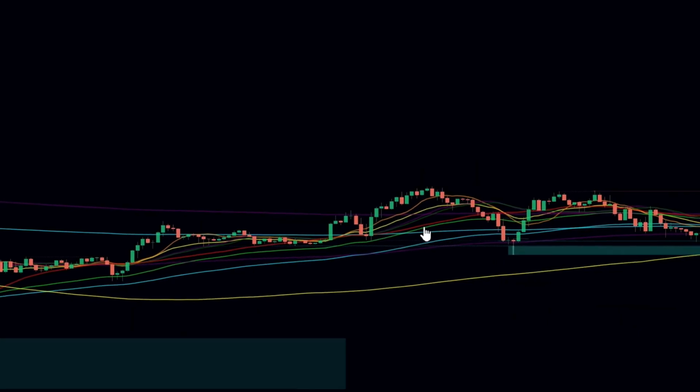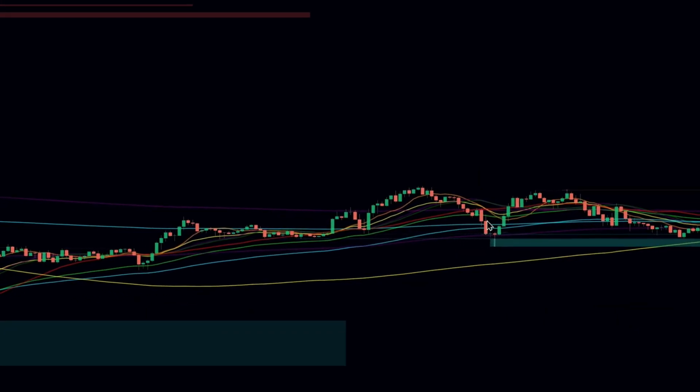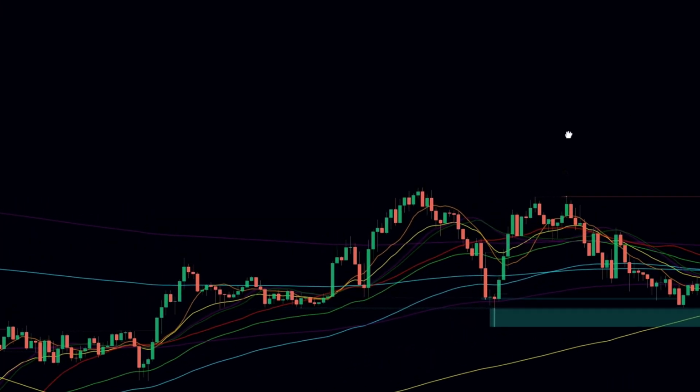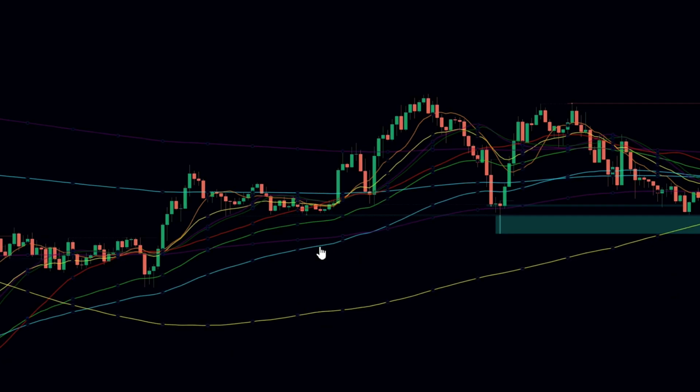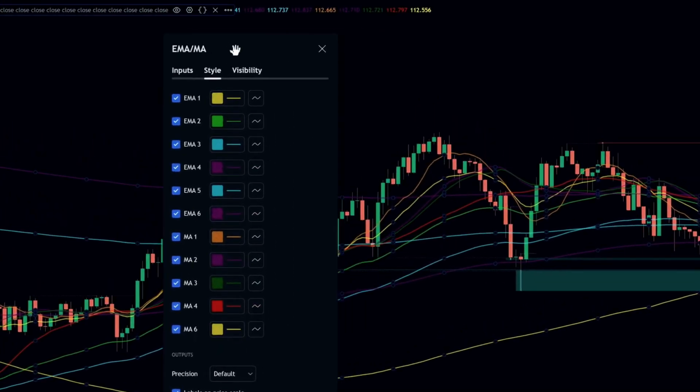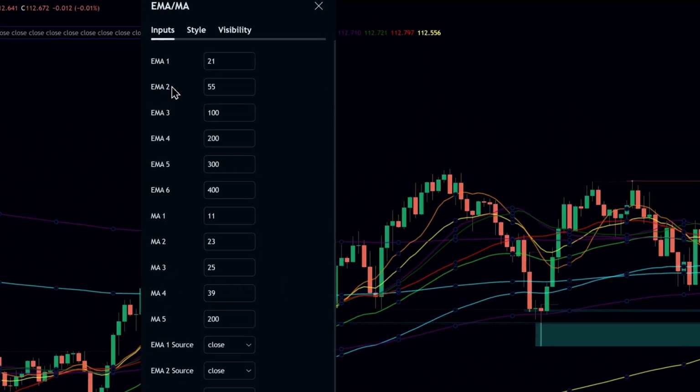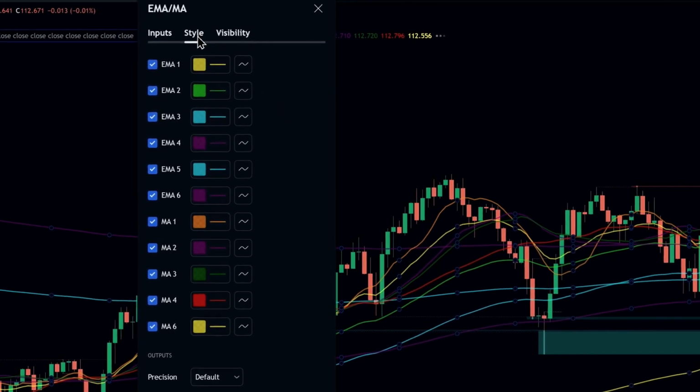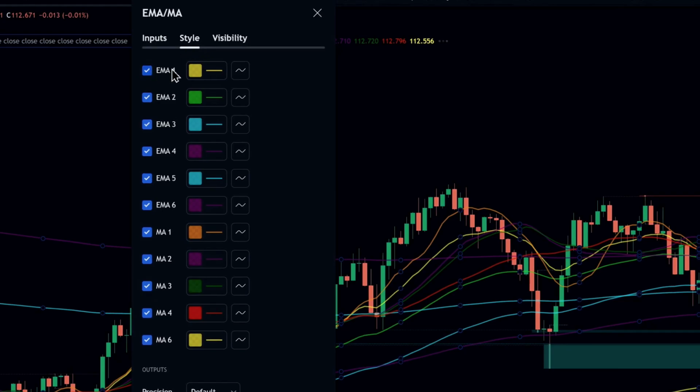Next, let's tweak some settings. Double-click one of the moving averages to open the settings menu. In the Inputs tab, change EMA 1 length to 8, EMA 2 to 13, EMA 3 to 21, and EMA 4 to 34. Then switch to the Style tab and update the colors.